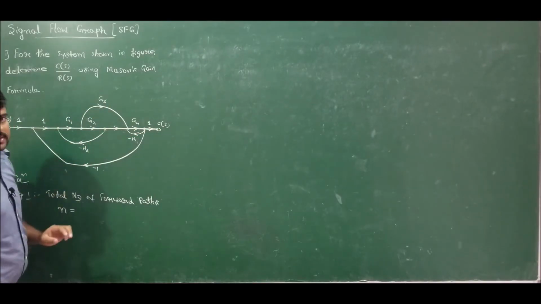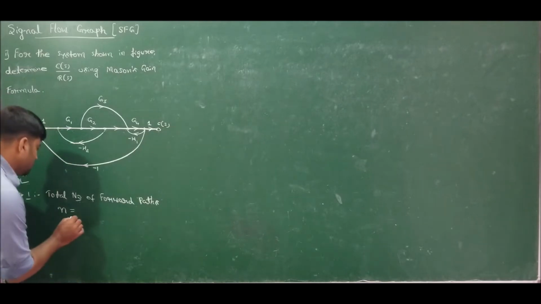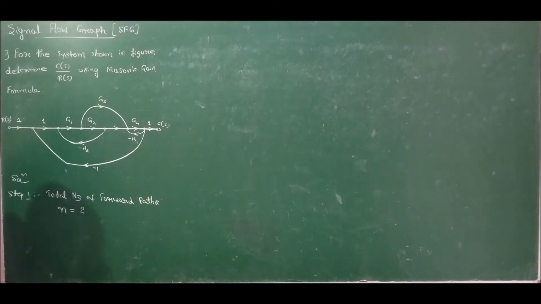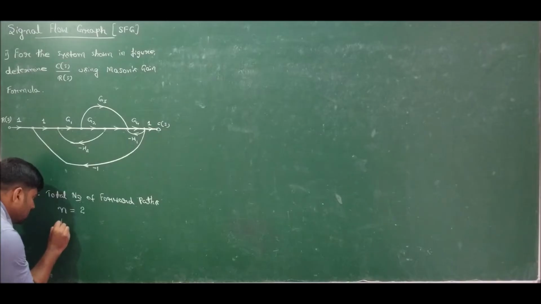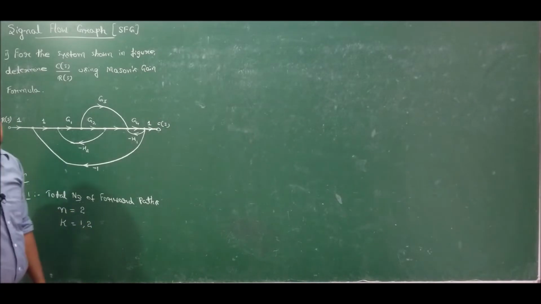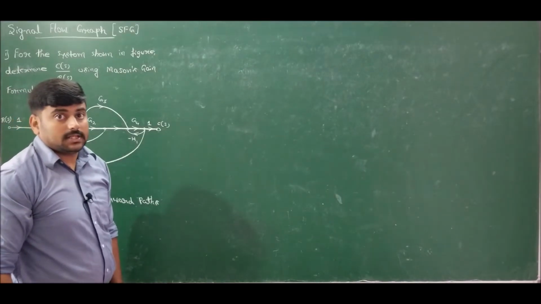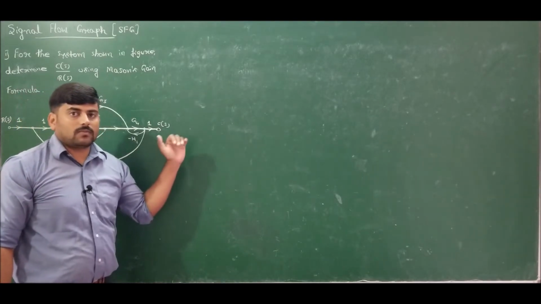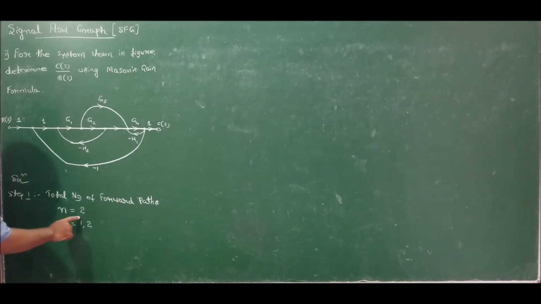So how many forward paths are there? 2 forward paths are there here. So therefore n is equal to 2. Now what is the value of k? K varies from 1 to n. So the value of k is 1, 2, because we have 2 paths. Just now I wrote the Mason's gain formula. There you can see summation of k varies from 1 to n. So k varies from 1 to 2, so k can take a value of 1 and 2. There are no other forward paths.